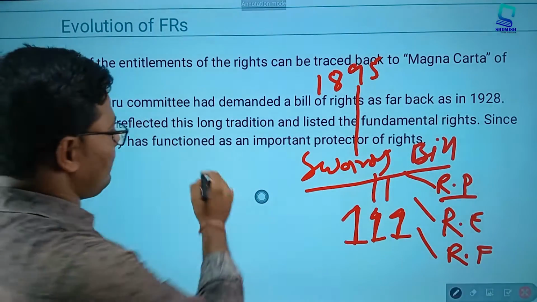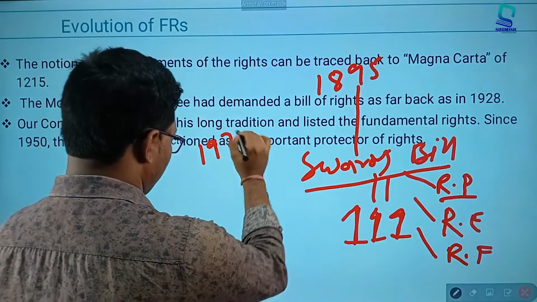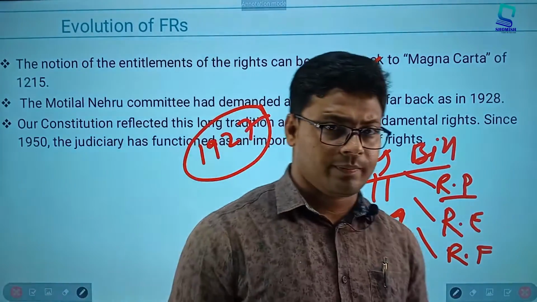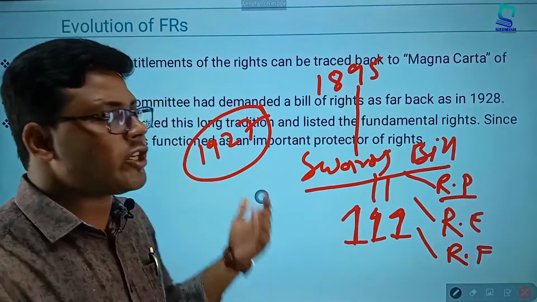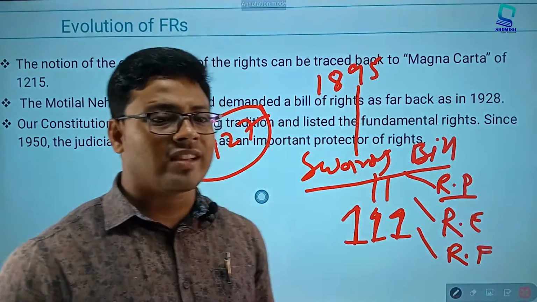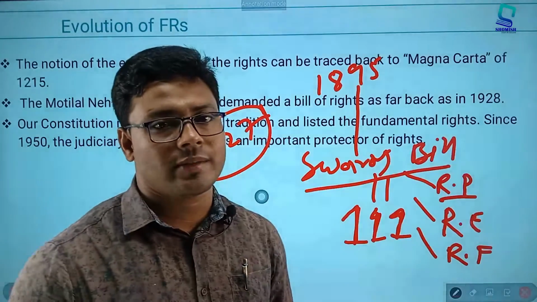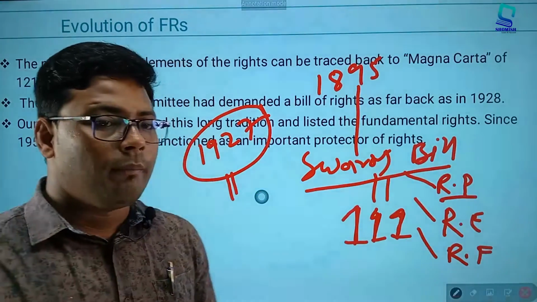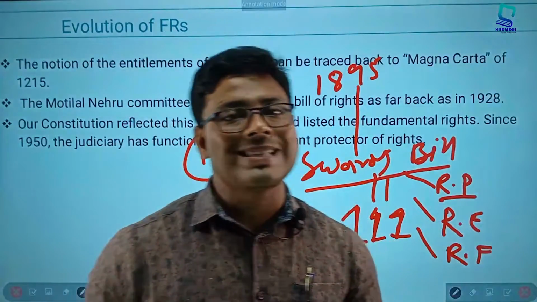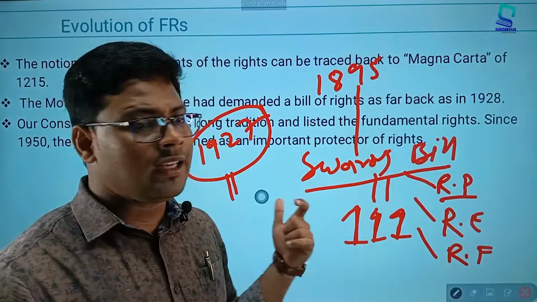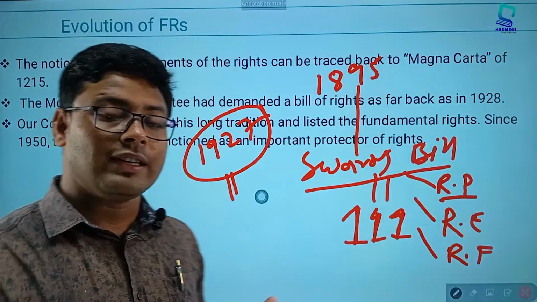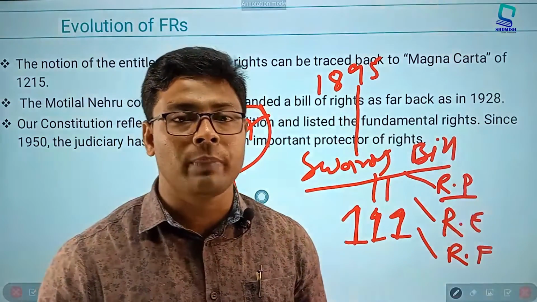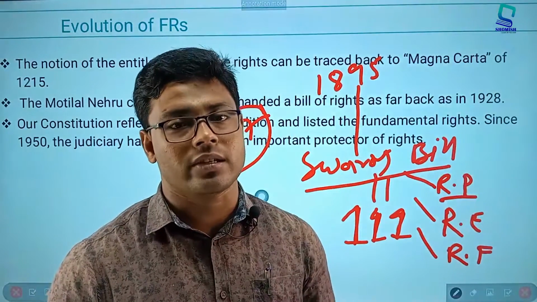Thereafter, in 1927, this is also a very important year. The Congress session, the INC session, was held in Madras, and this session was presided over by Mukhtar Abbas Ansari. In 1927, again, he raised the issue of the rights of people, or the fundamental rights.